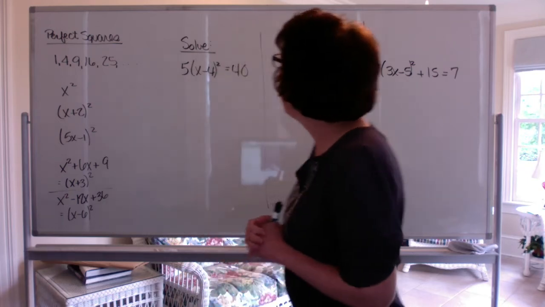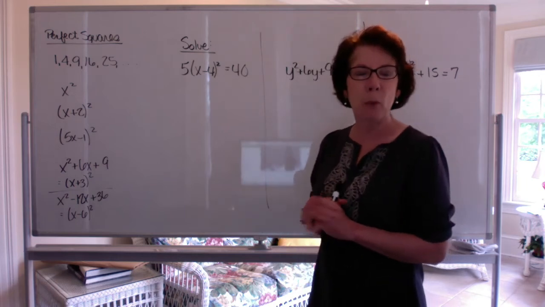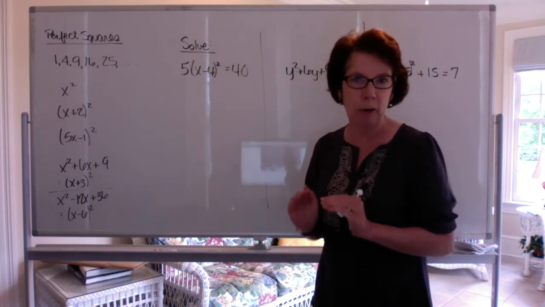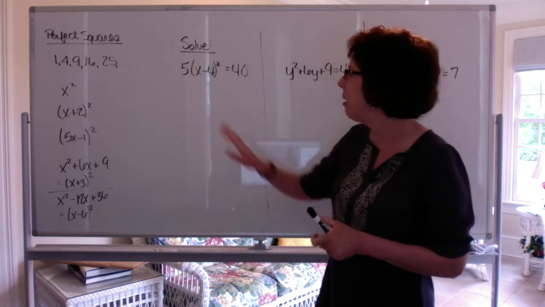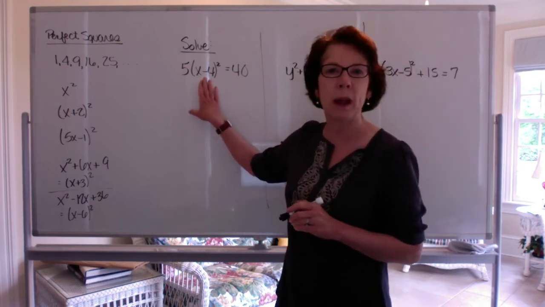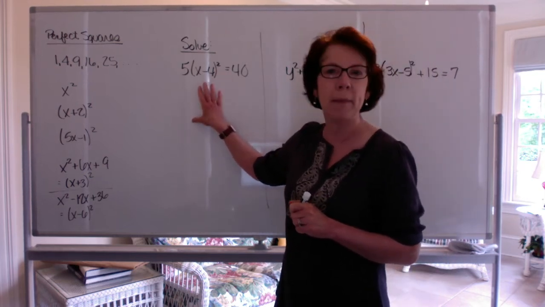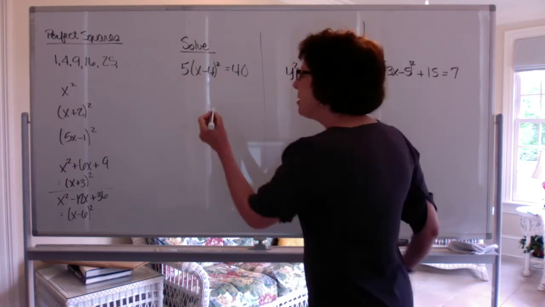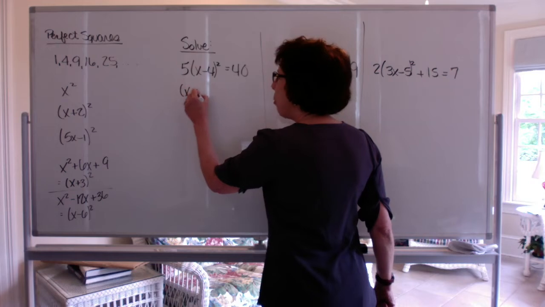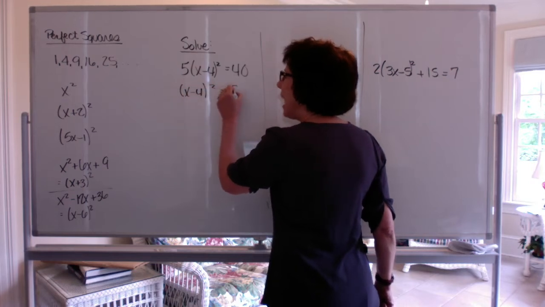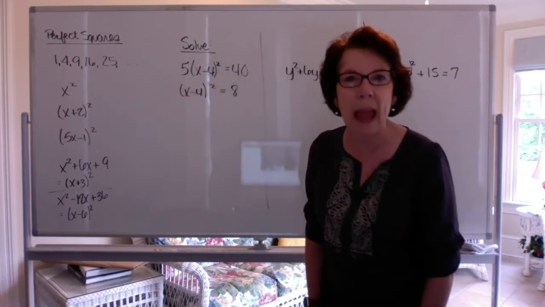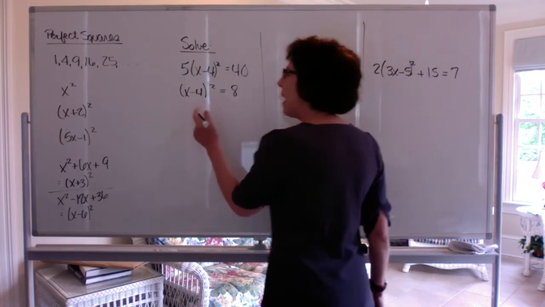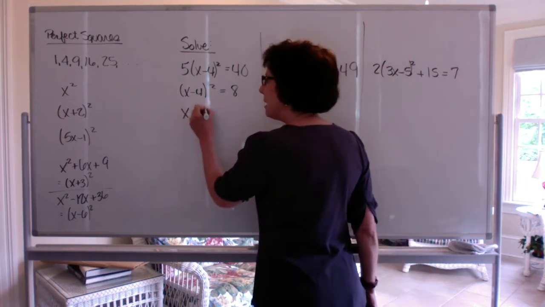Okay, now let's solve some more advanced equations here. The goal here is to isolate your perfect square. So here I have a perfect square, x minus 4 squared, okay? And I'm going to isolate it by dividing both sides by 5. So I'm going to have x minus 4 squared equals 8. Okay, now let's take the square root of both sides. The square root of x minus 4 squared is x minus 4.